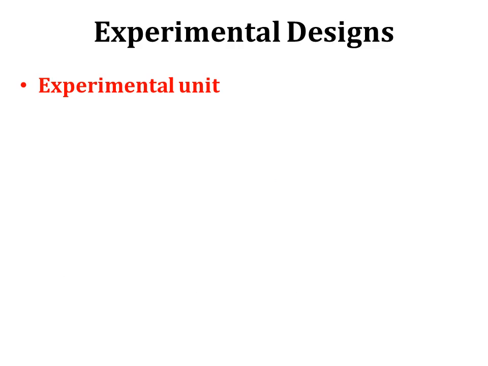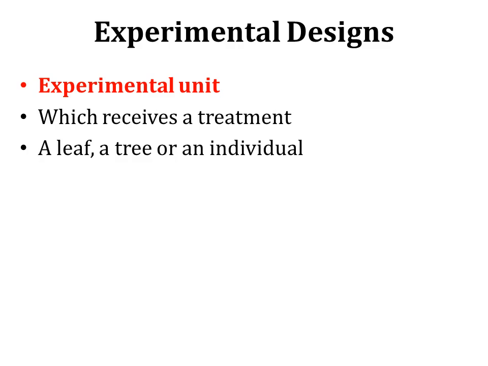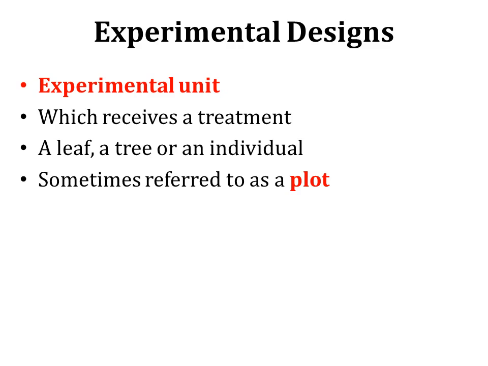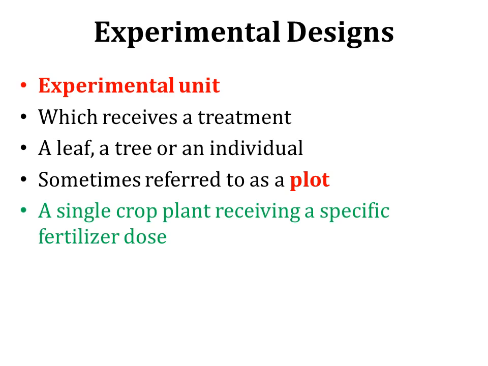So then we have another concept, and that is the concept of the experimental unit. An experimental unit is a unit which receives a treatment, right? So a unit, an object, or a subject which receives a treatment is known as the experimental unit. A leaf, a tree, or an individual that receives the treatment is an experimental unit. And sometimes this is referred to as a plot, right? Especially when you're designing experiments for the agriculture field, you sometimes refer to these experimental units as plots.